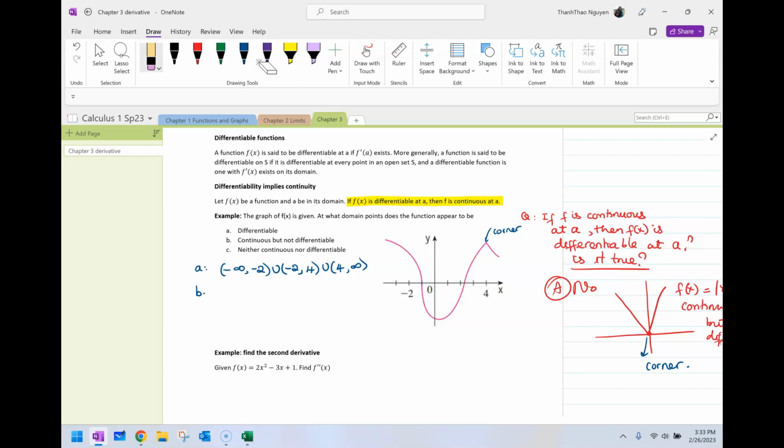Continuous but not differentiable: at x equals negative 1 and x equals 4, the function is continuous but not differentiable. At what interval is the function neither continuous nor differentiable? We don't have one here because we don't have a discontinuity.